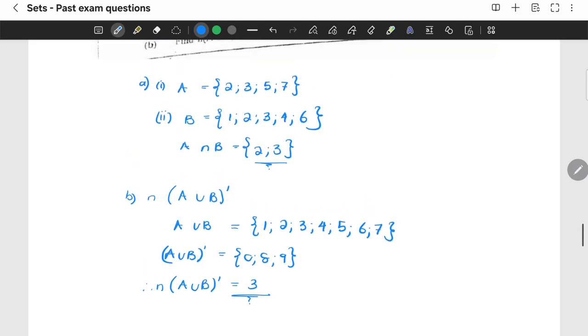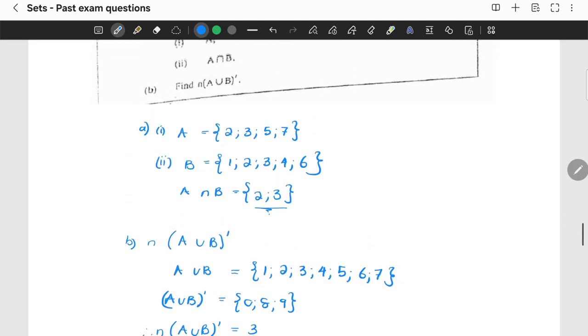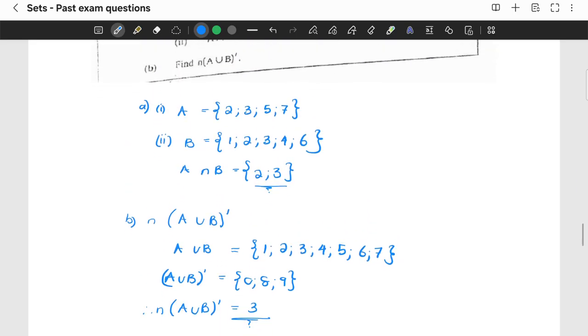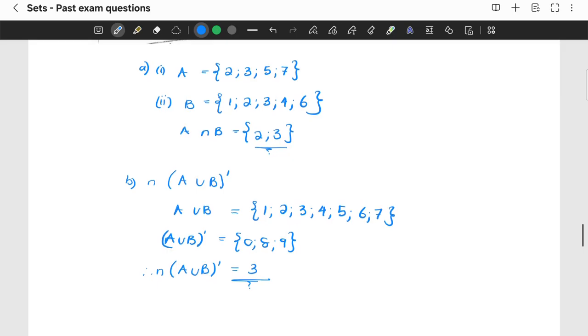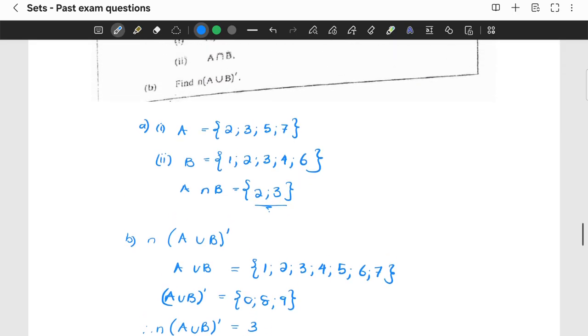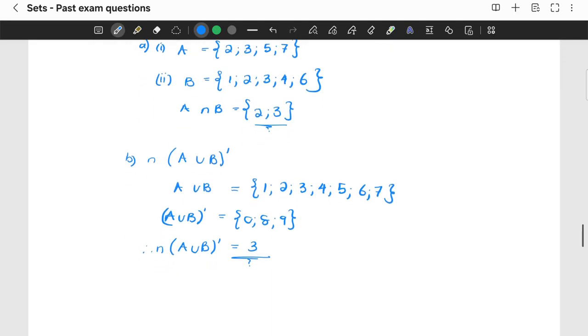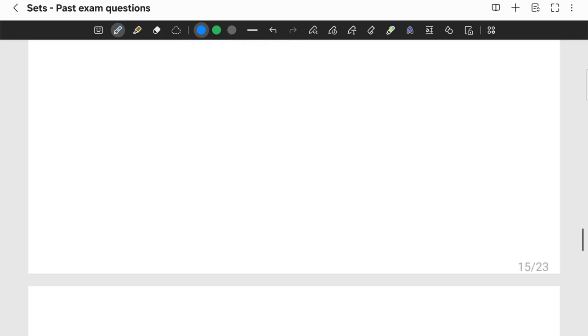So if you want to have more explanations on complements, unions, Venn diagrams, you can refer to the notes that I did on sets in the playlist on ZIMSEC notes under the topic sets.